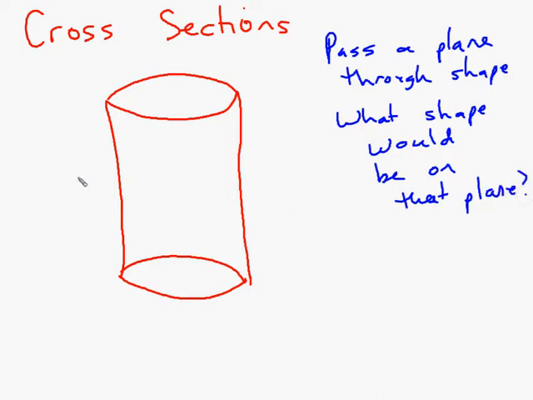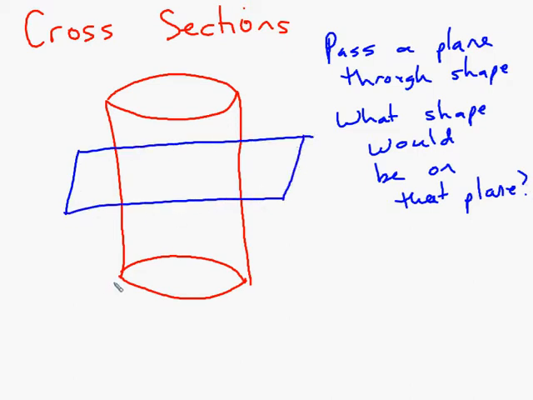Okay, so I'm picturing this cylinder here. Suppose I pass a piece of paper through the cylinder horizontally like this. If I cut right through it, and it didn't smear or anything, what shape would be on this piece of paper? Well, hopefully you say a circle, right? Yes, we say a circle.